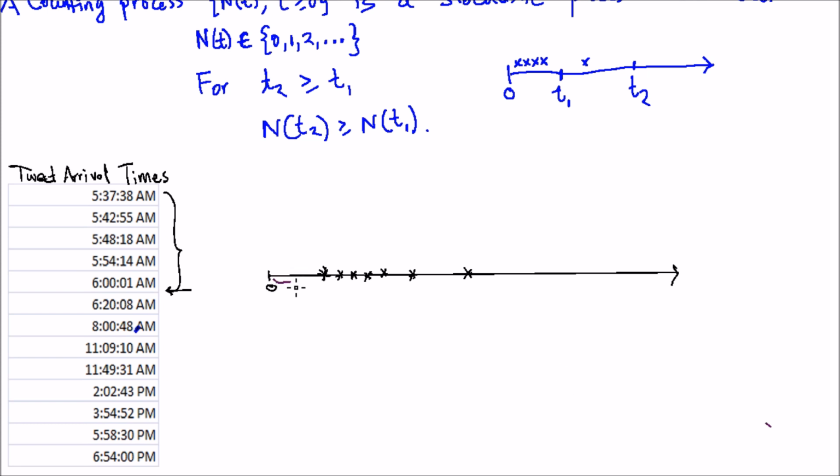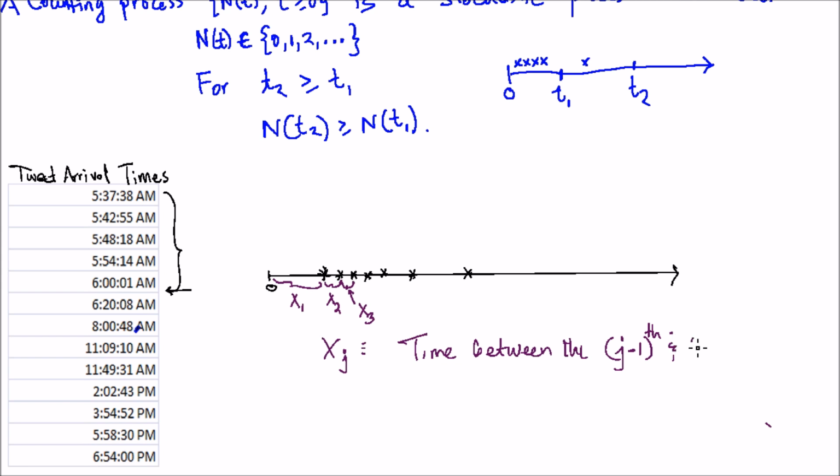I want to define the time to the first arrival as X1, the time between the first and the second arrival as X2, and the time between the second and third arrival as X3. So in general, I'll define X subscript j as the inter-arrival time between the (j-1)th event and the jth event. So that is the time between the (j-1)th arrival and the jth arrival.